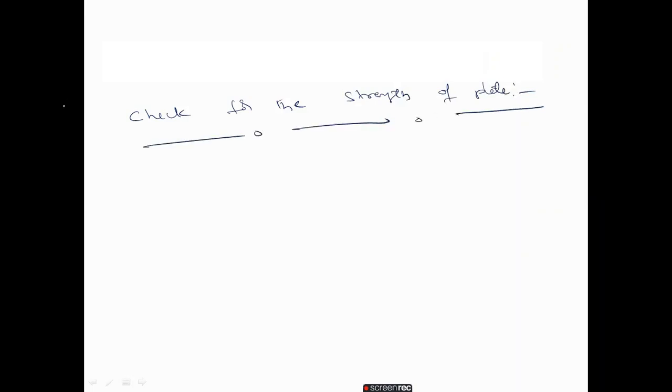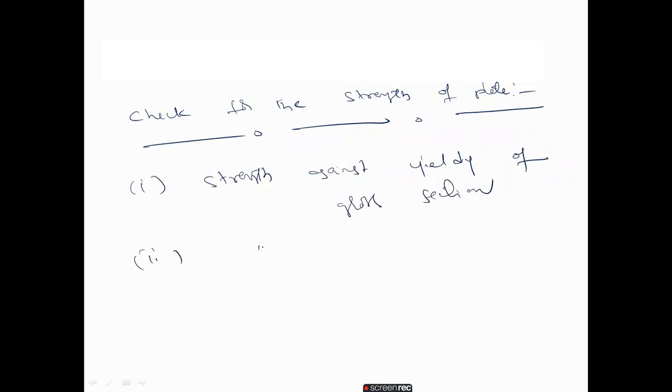We already discussed that to check the strength of the plate we have three conditions. The first condition is strength against yielding of cross section. The second condition is strength against rupture. The third condition is the block shear strength. Whenever we calculate the design tensile strength, we have to take the least of these three. Only then do we call it the least strength, the design tensile strength. Now we will calculate each one separately.